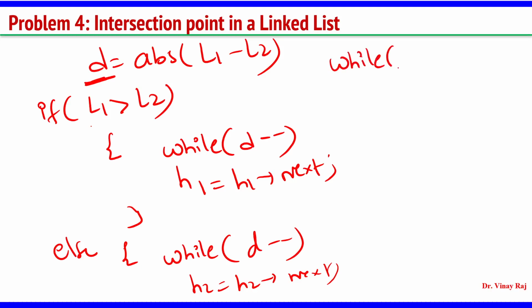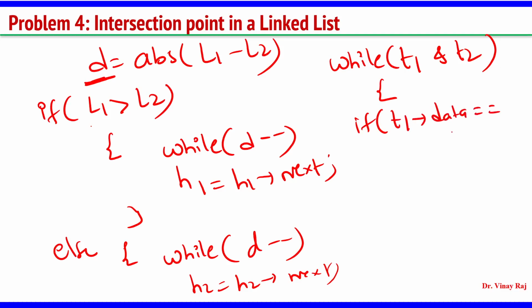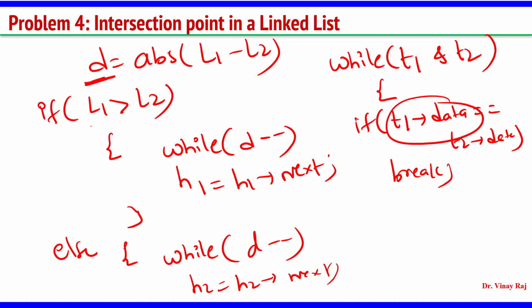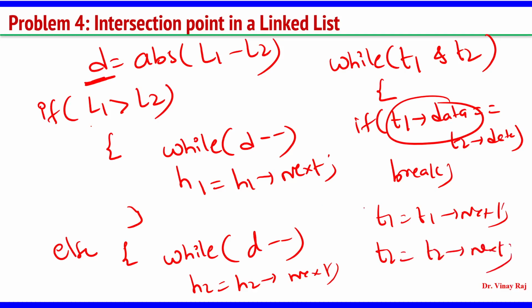Now, what is the simple thing? While both temp 1 and temp 2 are not equal to null, simply check if T1 data is equal to T2 data, then simply break. Why breaking? Because that T1 data itself is the answer. You can print that. Else, if this is not the case, you keep moving: T1 equal to T1 next, T2 equal to T2 next. This way you have to keep forwarding.